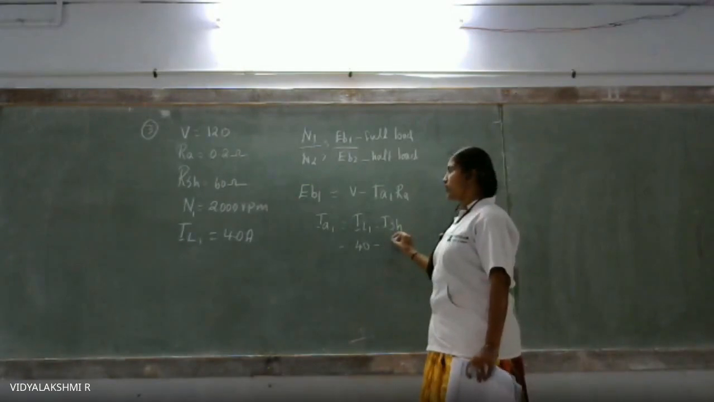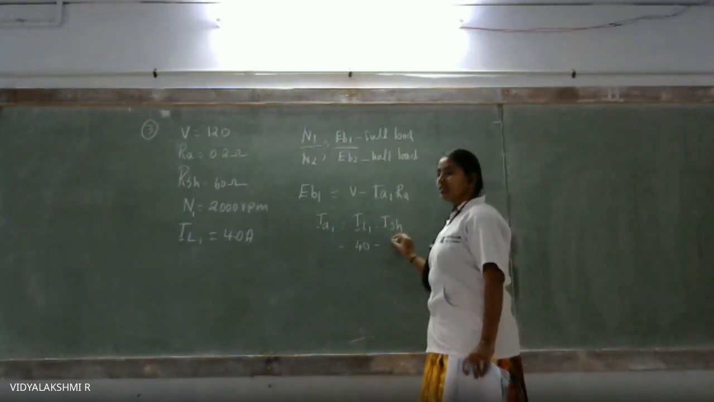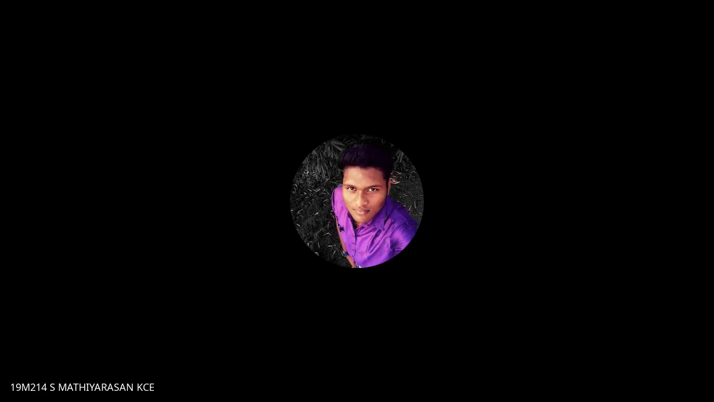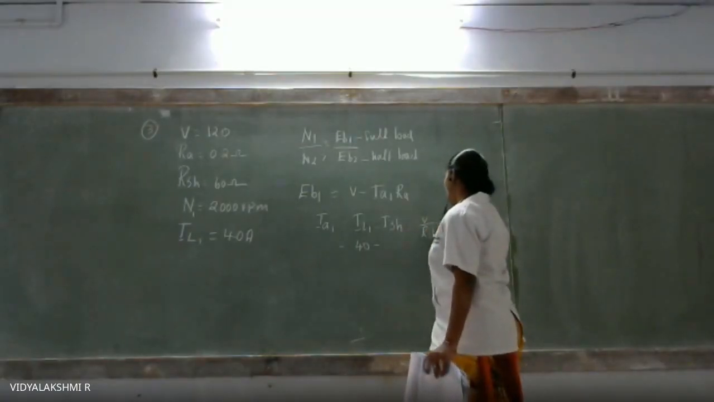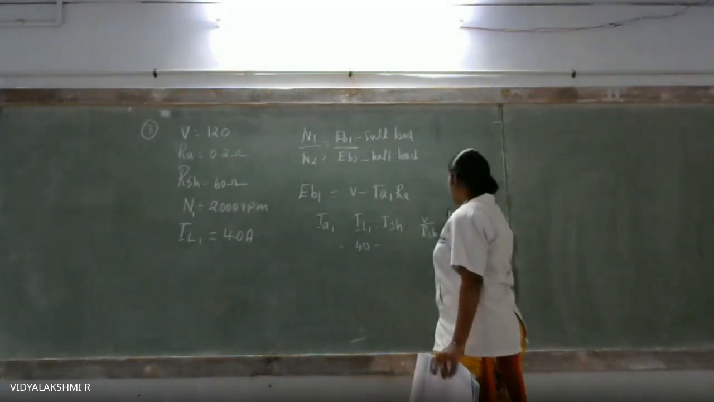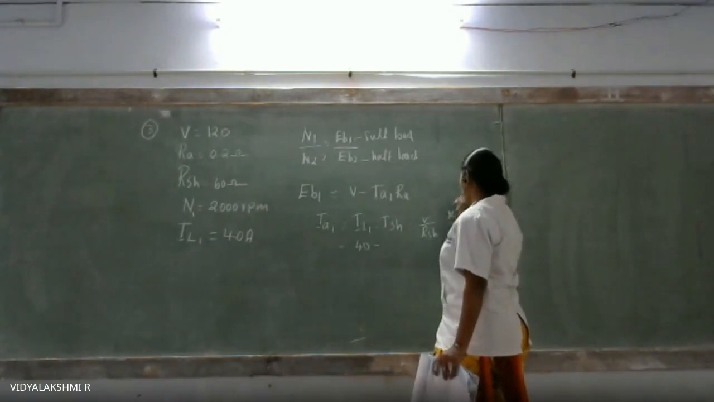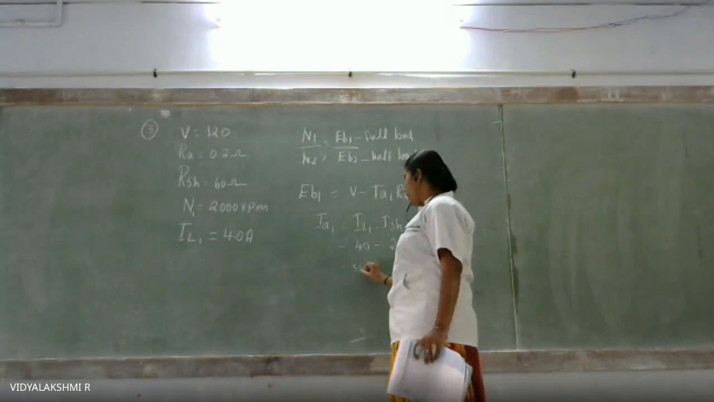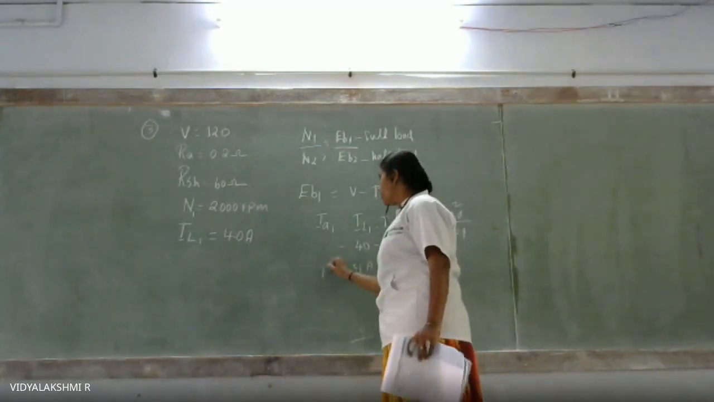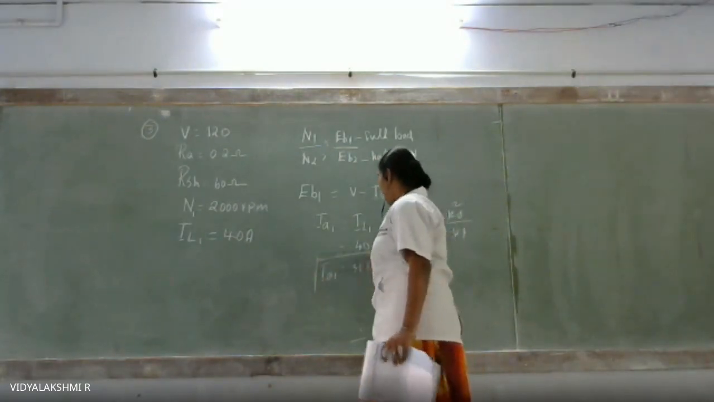What is the formula to find out ISH? ISH is V by RSH. What is the value of V? V is equal to 120, RSH is equal to 60. So I'm getting a value of 2. So 40 minus 2 is equal to 38 amps. This is my IA1. Am I correct?